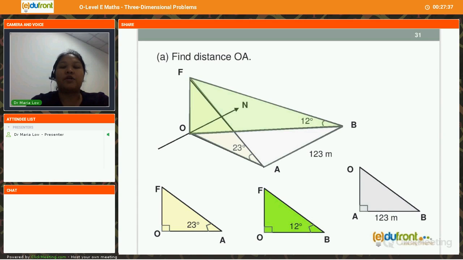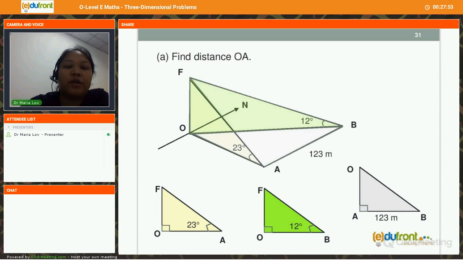Okay, so this particular diagram actually combines all three right angles together. And I hope you are able to visualize how the triangles are connected to each other. So now our question is, we need to find distance OA.